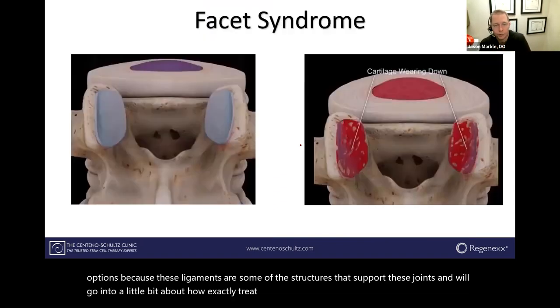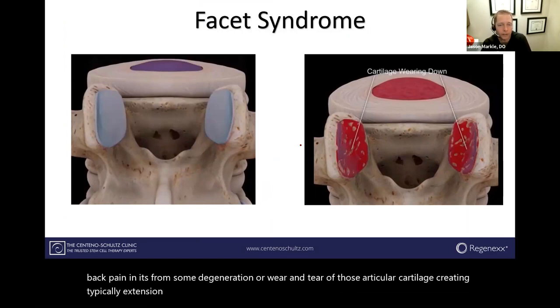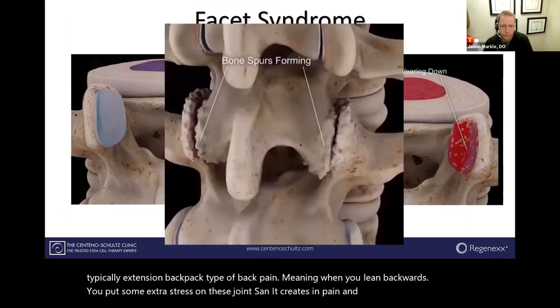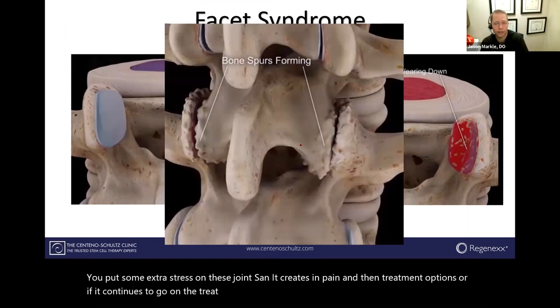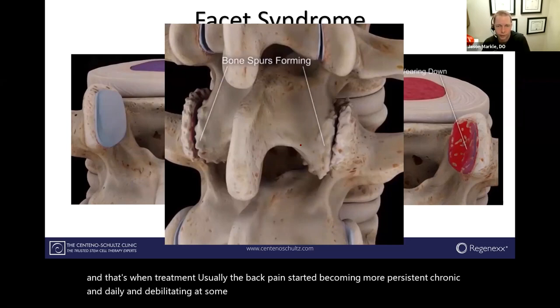So Facet syndrome typically creates some low back pain, and it's from some degeneration or wear and tear of the articular cartilage, creating typically extension type back pain, meaning when you lean backwards, you put some extra stress on these joints and it creates some pain. And if it continues to go on, those joints do become arthritic, bone spurs start forming, and that's when the back pain usually starts becoming more persistent, chronic, daily, and debilitating at some point, where you start seeking treatment.